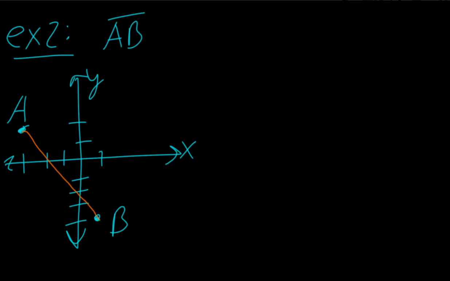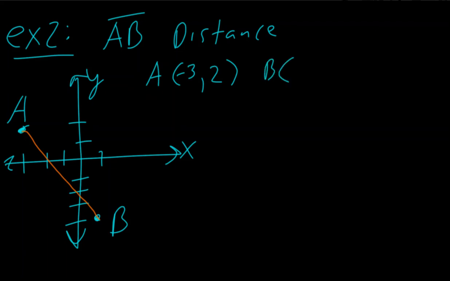Okay. So, what I want you to do is find the distance or the length of AB, line segment AB. So how are we going to do that? Well, the first thing we want to do is label. So when you look at point A, where do you think point A is? Well, it appears to me it's gone to the left 3, so negative 3, and it's gone up 2, so negative 3, positive 2.